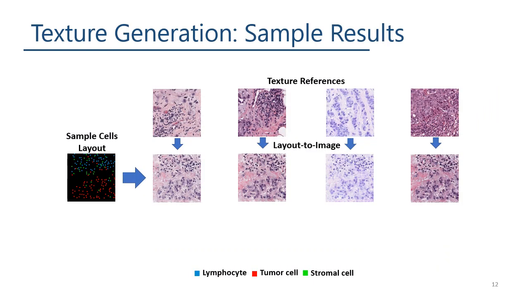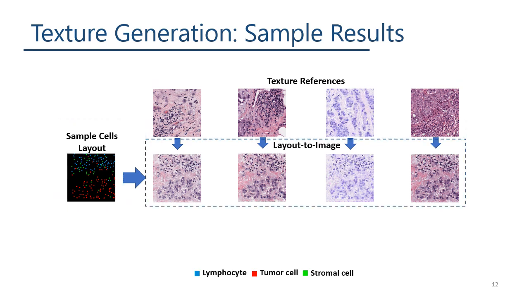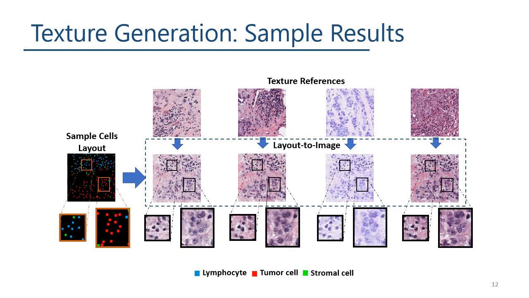We show that the generated cell layouts can be transformed into pathology images conditioned on texture data. Here we have a sample cell layout and different reference textures. The generated images have similar texture as the references and similar cell layout as the sample. Additionally, the cell's morphology and textures agree with their corresponding cell types in the cell layout.